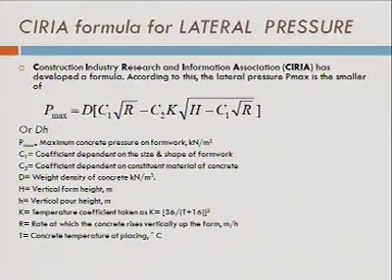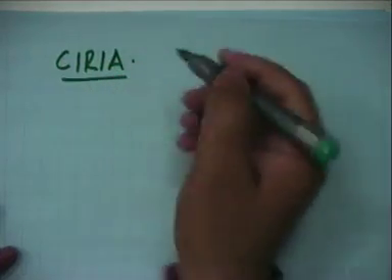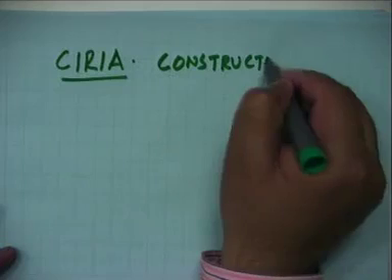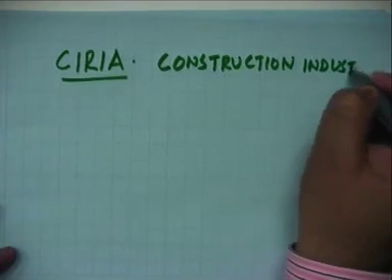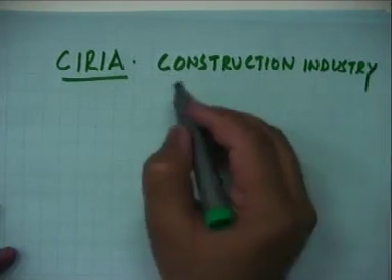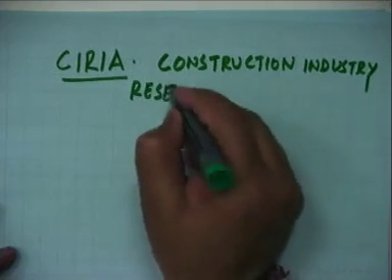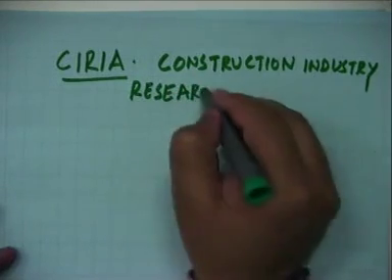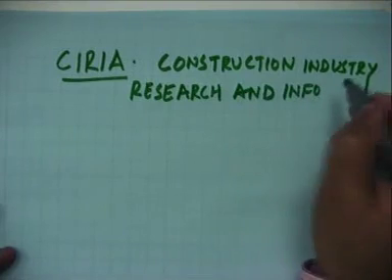Information Association. Construction industry, this is known as CIRIA. It's a UK based firm, construction industry. They conducted lots of experiments, and based on their findings, they have suggested certain formulas as well as certain tables, which are most widely used for formwork design, especially for computing the lateral pressure. So, this is Construction Industry Research and Information Association.